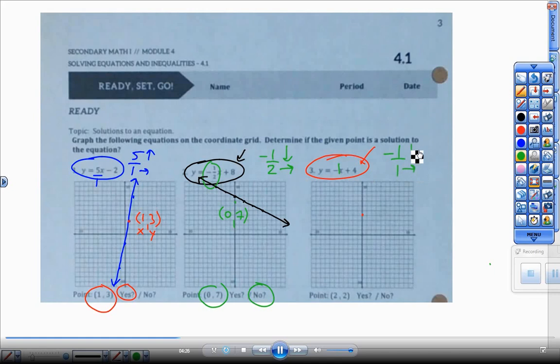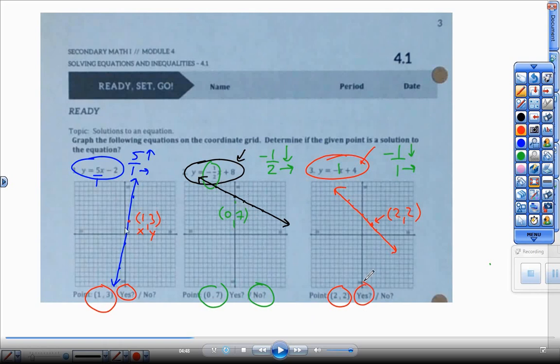Right 1, down 1. So from 4, I go right 1, down 1, right 1, down 1. Staircase the other way, left 1, up 1, left 1, up 1. To see again if that point is a solution, I want to see if that point is on that line. So 2, 2 over 2 up 2, I can clearly see is on that line, which means that point is a solution. Every point on a line is a solution to that line's equation.